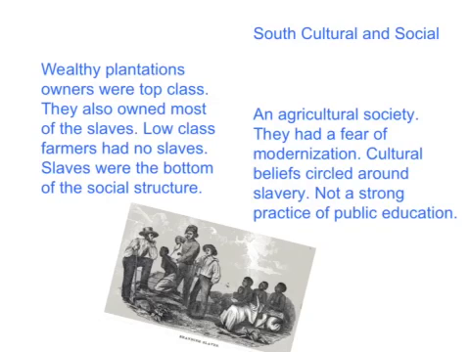The social class in the South was based off how many slaves you had. The wealthy plantation owners were at the top of the class, while the slaves were at the bottom. And they had an agricultural society, and they feared modernization, and their beliefs circled around slavery.